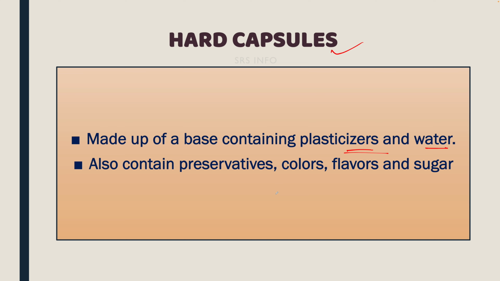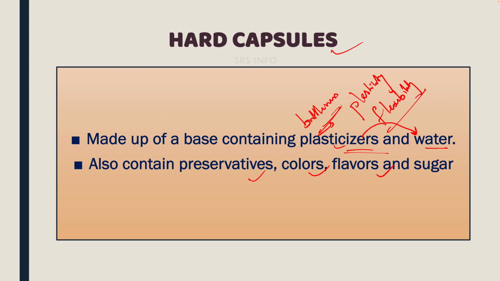What do you mean by plasticizers? Plasticizers are those substances which promote plasticity and flexibility. These are also used to reduce the brittleness of the product. Clear? These plasticizers and water are the base of hard capsule, and it also contains preservatives, colors, flavors, sugar.